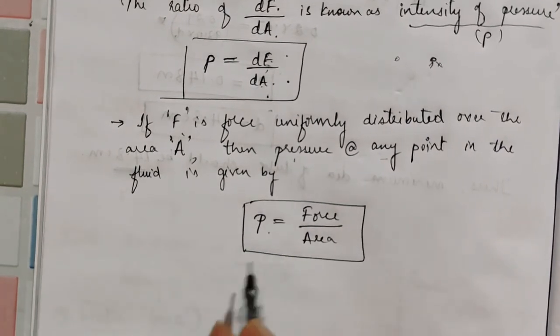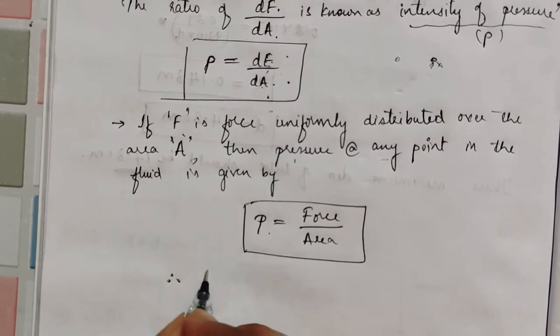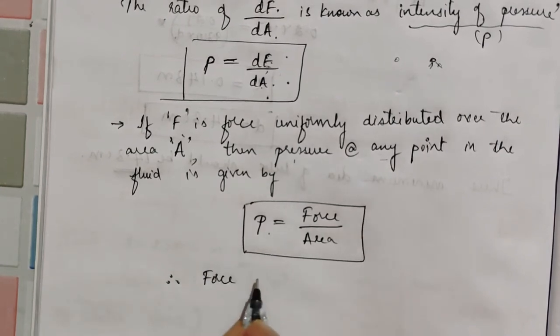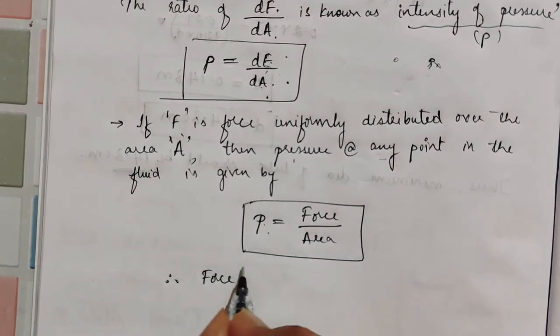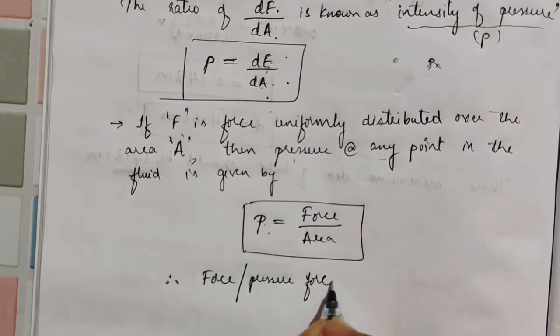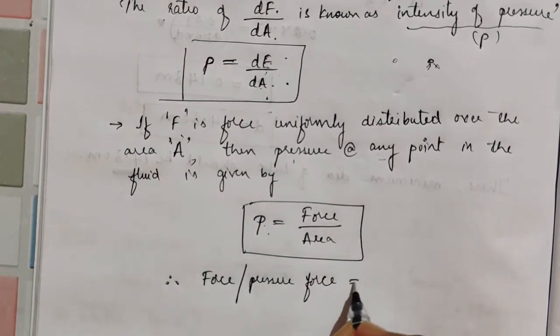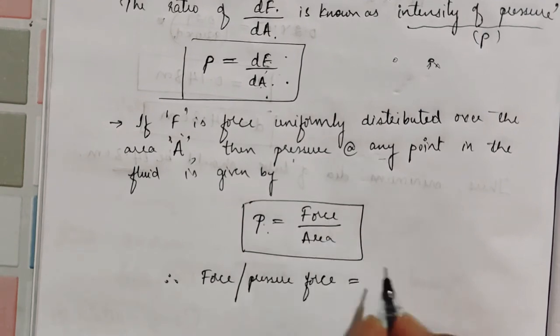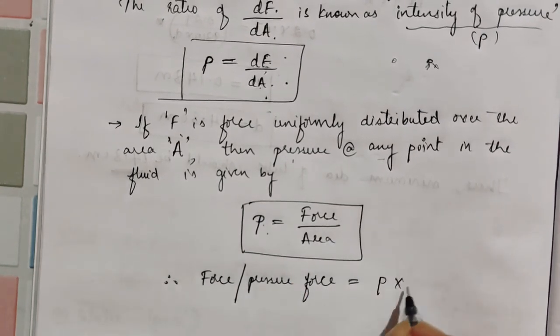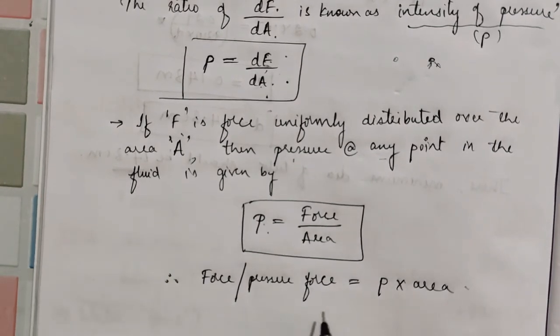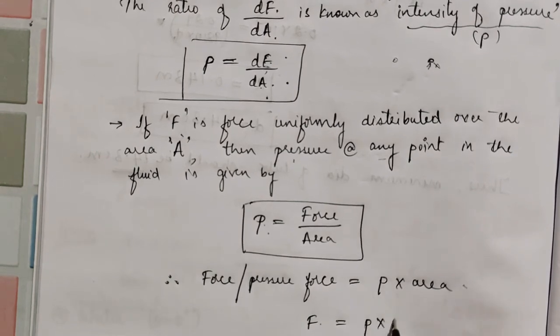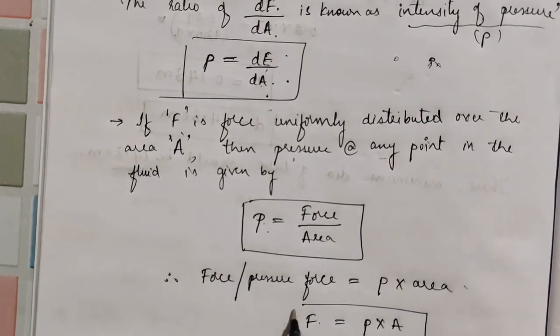If you want to find it at a particular point in that system, we can find it by this formula, that is pressure is equal to force by area. By this formula we can also calculate the force. So this force is related to the pressure, right? So it is also called pressure force. Pressure force is equal to what? It is small p into area. So simply, force is equal to pressure into area.